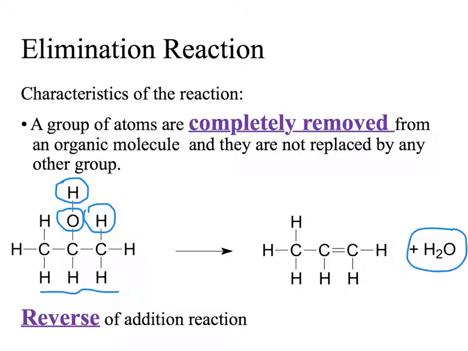So during elimination reaction, the group of atoms that are to be removed must come from adjacent carbons. And when a group of atoms has been eliminated from the reactant, a C=C double bond is formed in the organic product molecule.